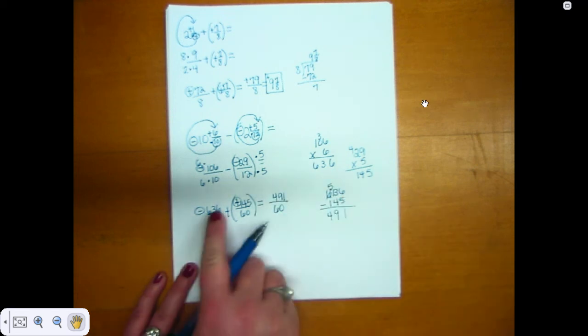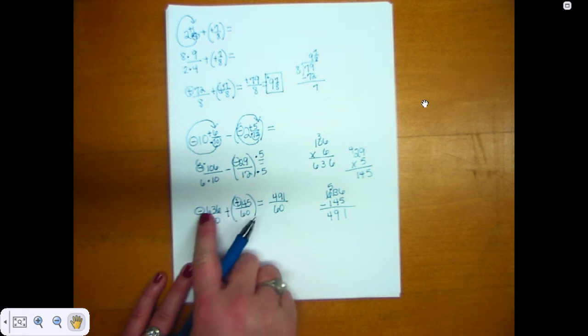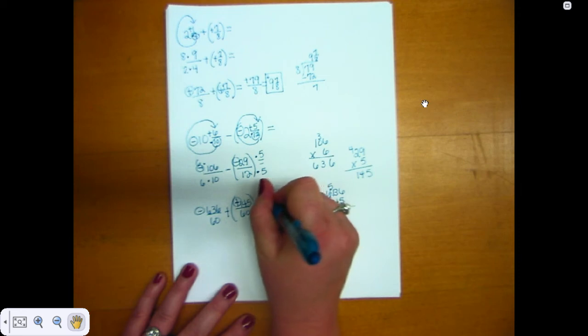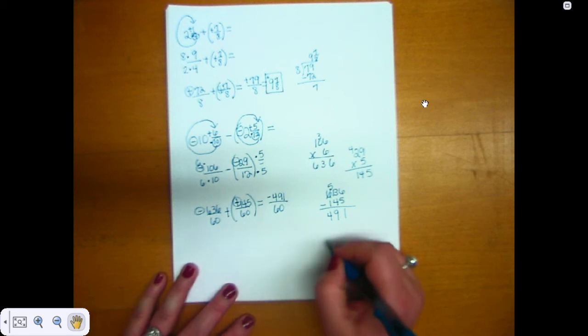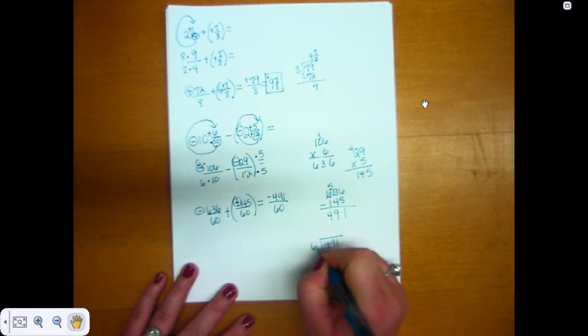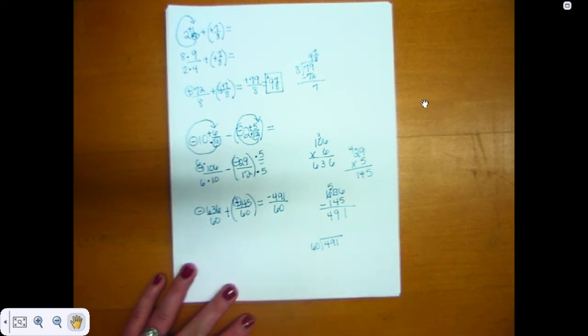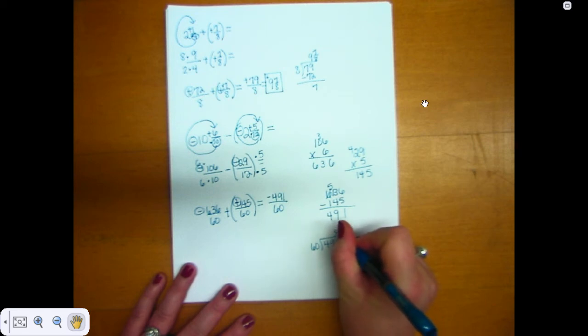And I go back to check what has the greatest absolute value, and it is this negative. I can't leave this the same. It's improper. I can't leave it like that. So 491 divided by 60. 6 will go into 491. I'm going to say 8 times.